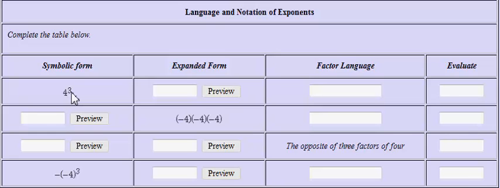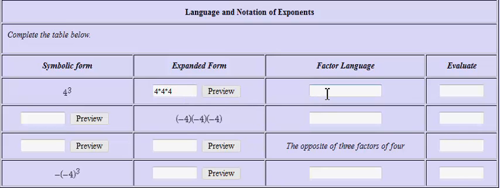And then what you have 3 factors of, you look at the base. My base being 4 means that my 3 factors are of the number 4. So I am going to write 4 times 4 times 4, getting the asterisk for multiplication by holding shift and hitting the number 8 on my keyboard.